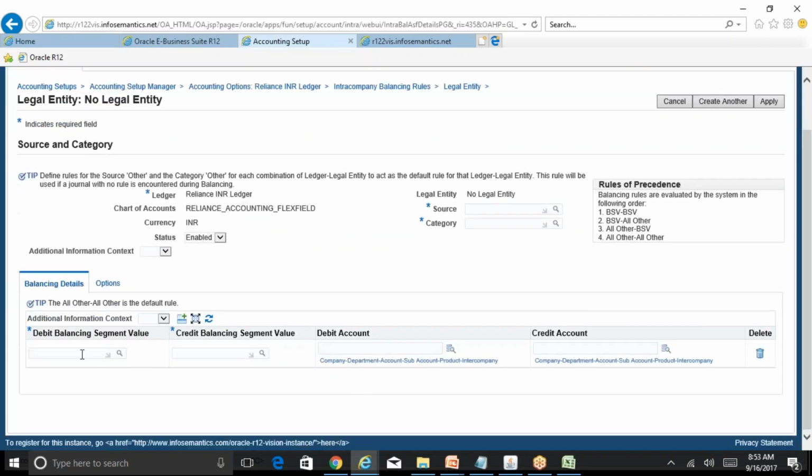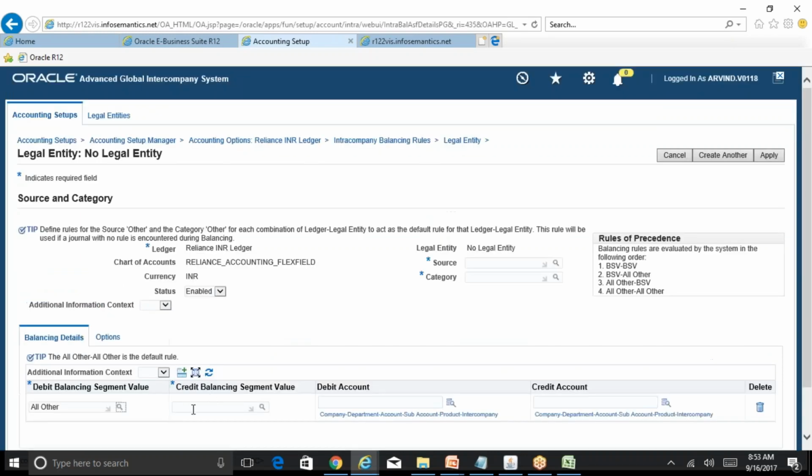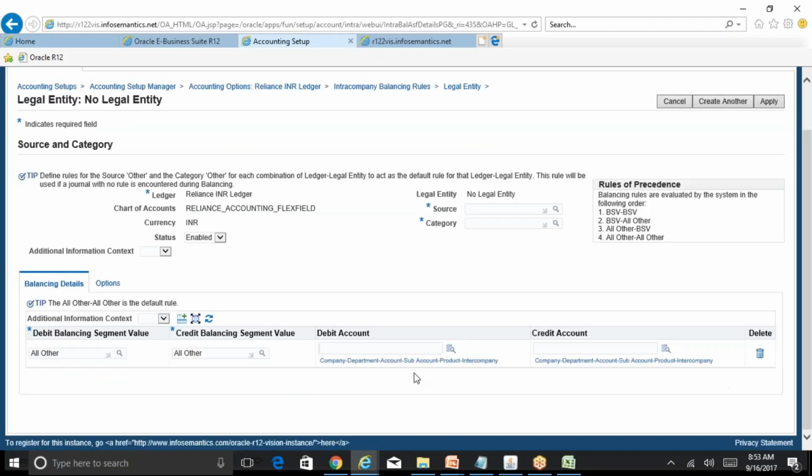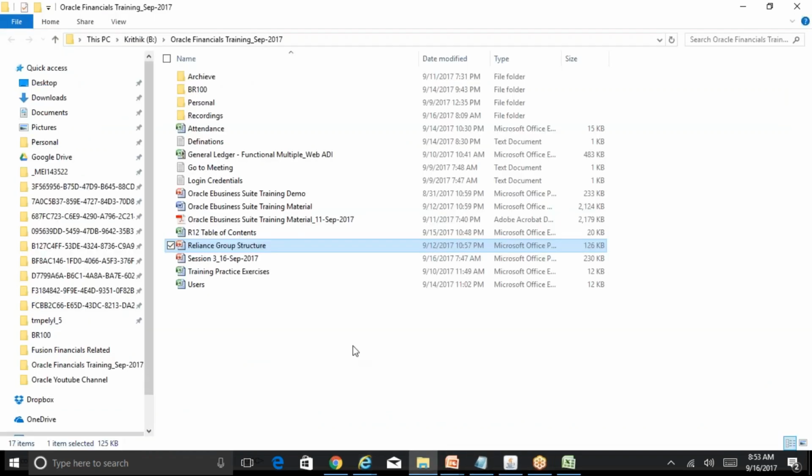If you remember, when you are creating intercompany rules, we mentioned something called all other. We need to follow the same thing, all other. And then what is my debit intercompany receivable account, intercompany payables account. If you want, you can use the same intercompany payables account and intercompany receivable account which we used during intercompany accounting, or you can use different accounts. Okay. Now, as far as this is concerned, we need to go to our BR100.